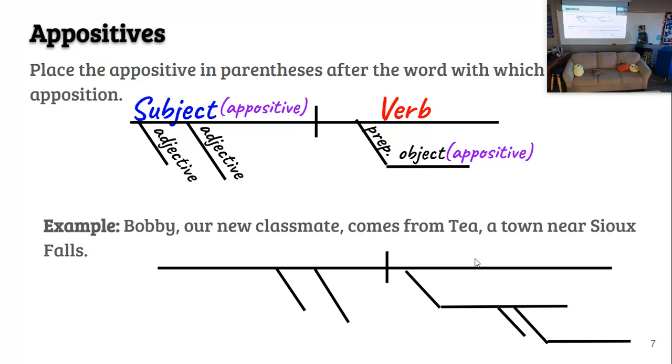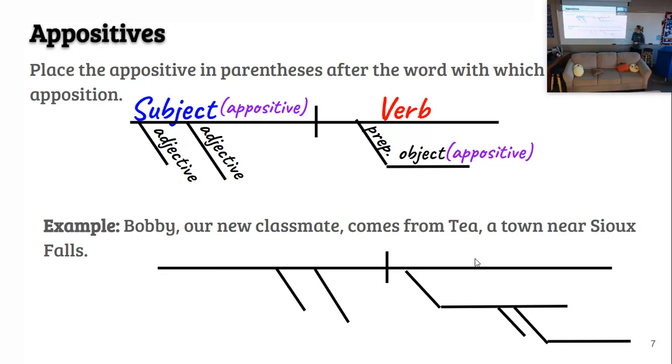So, let's start with prepositional phrases. Okay, let's mark our prepositional phrases because that's what we've been doing and we're comfortable with it. Do we have any prepositional phrases in this sentence? Aiden. From T. Okay. What else? Lauren. Near Sioux Falls. We have 2 prep phrases.